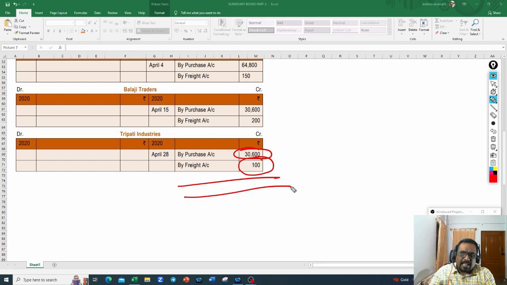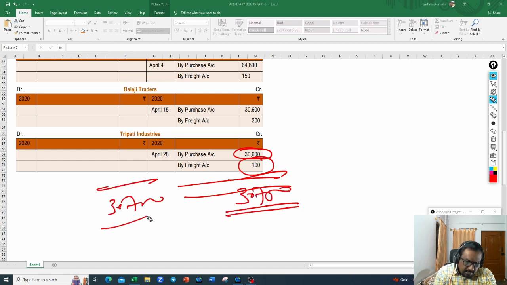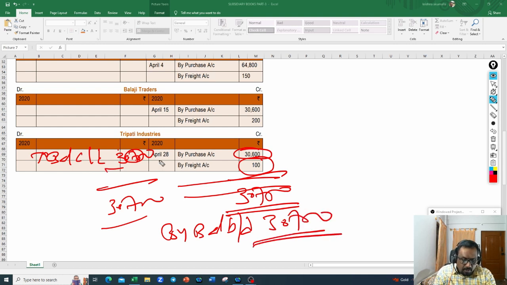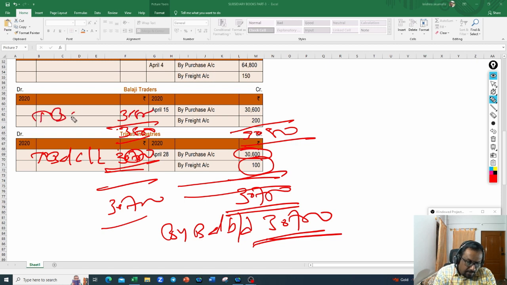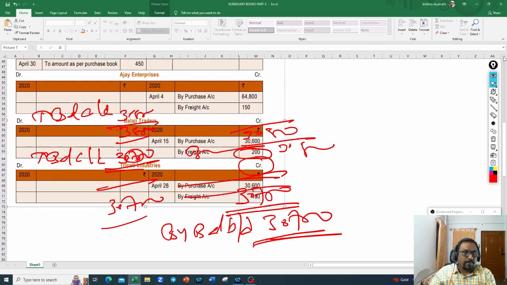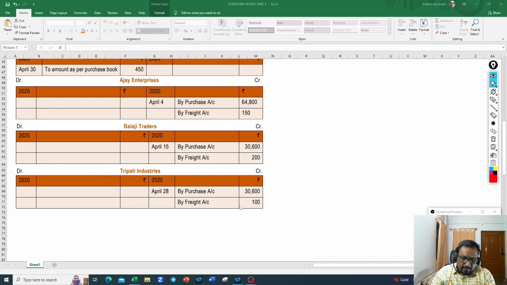Once that is done, you know how to do the balancing of the ledgers. What do we do generally? 30,700 we total and we put 30,700 here. If there is any amount, we subtract. If there is no amount, subtracting 30,700 we put, then we write to balance carried down, by balance brought down. That is not written by the institute, but I am telling you how this has to be balanced. Similarly here, 30,800 we will put here and we balance this with 30,800, right? To balance carried down, by balance brought down 30,800. I am not explaining the balancing in detail, because you know how to balance each account. So I am leaving this balancing part in this problem.